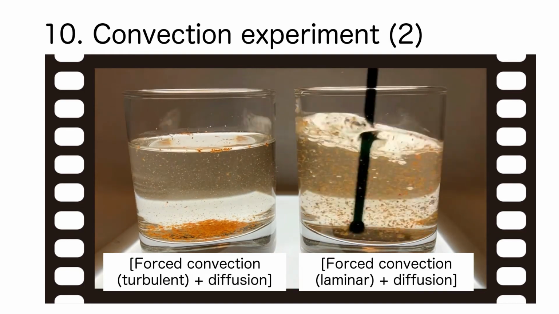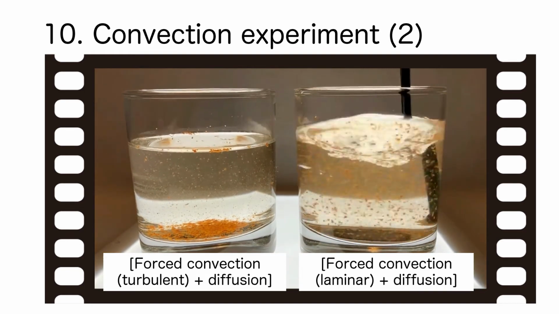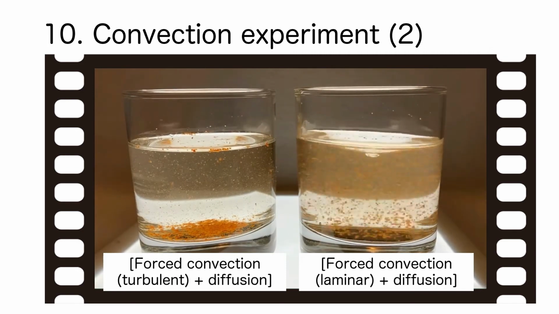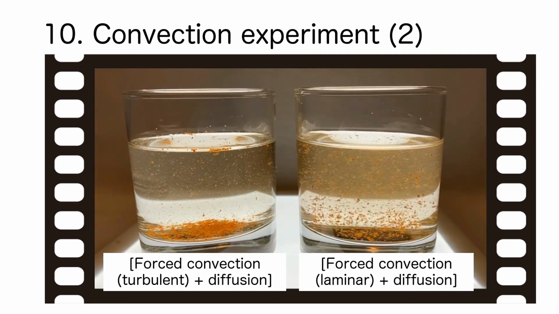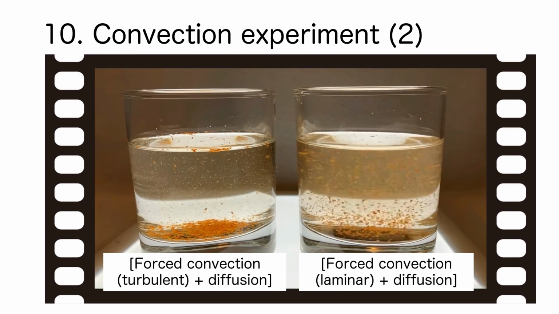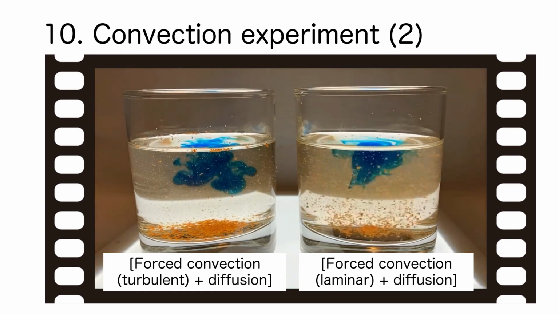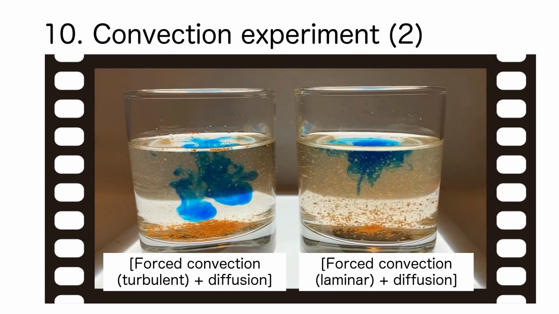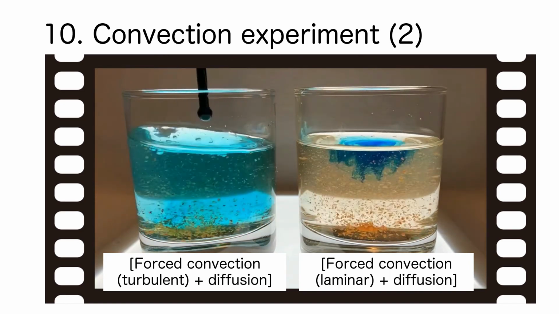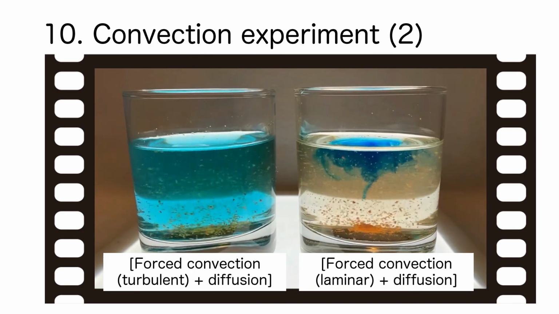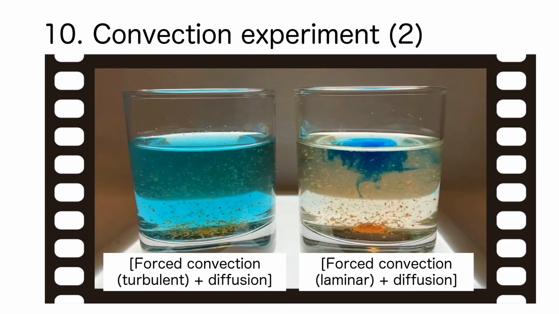Let us confirm the difference in mixing due to turbulence in the experiment. Unlike convection experiment 1, the glass on the turbulent side is stirred with a muddler after the food coloring is added. Since the muddler itself becomes an obstacle in the flow, turbulence is generated behind the muddler. This turbulence causes the food coloring to mix more quickly than in the previous experiment.